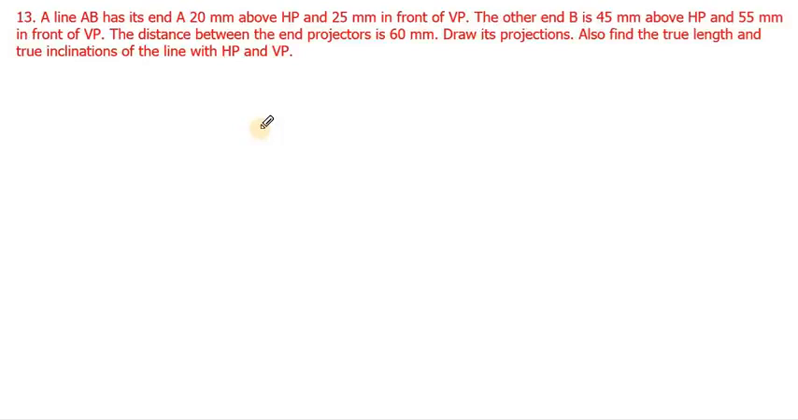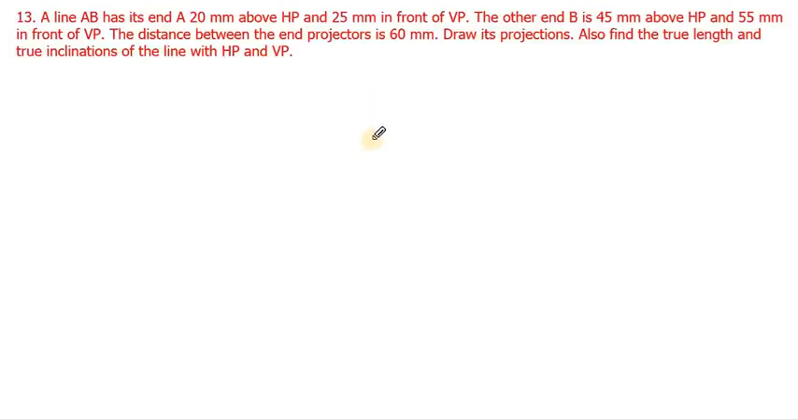Here, in the previous video, we have seen a typical problem on projection of line where the true length of the line has been given and we calculated the true inclination with HP and VP. But here the true length is not given. We have to calculate the true length and also the true inclination with HP and VP. So for that they have given the end projector distance, that is 60 mm. Keeping this as a reference, we are going to calculate the true length and true inclination and we will proceed with the projection of lines. So let us see how to do this.